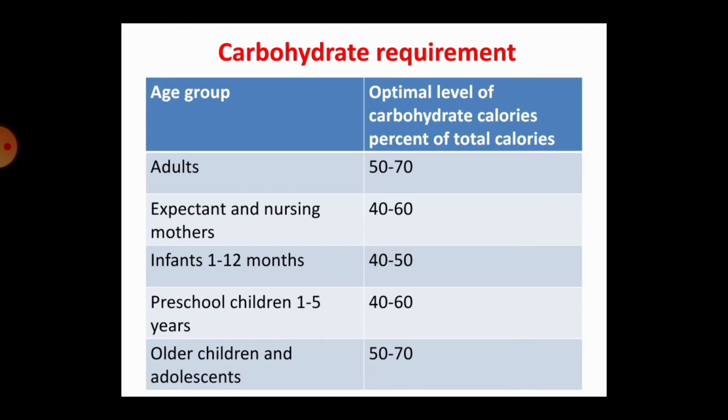Carbohydrate requirement also varies depending upon the age of the individual. Adults require about 50 to 70% of the total calories should come from carbohydrates. For expectant and nursing mothers, 40 to 60% of total calories should come from carbohydrates. For infants, preschoolers, older children and adolescents, 40 to 70%. So, carbohydrates are an essential nutrient required for all ages.